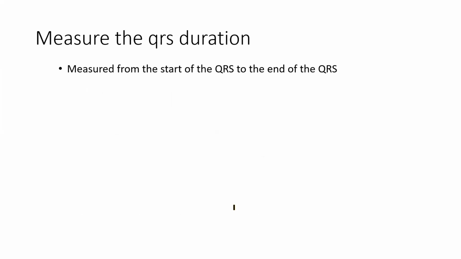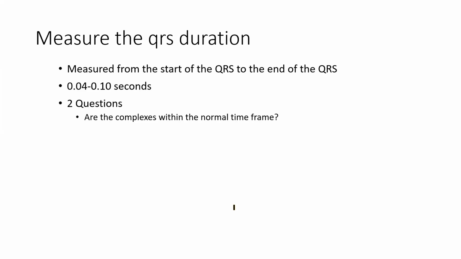All right, next we're going to measure the QRS duration. Again, that's the start of the QRS to the end of it, so the beginning of the Q to the end of the S. It's between 0.04 and 0.10 seconds. You have two questions you have to ask yourself. Are the complexes within the normal time frame? So do they land between 1 to 2.5 blocks? And again, are they consistent throughout the strip?